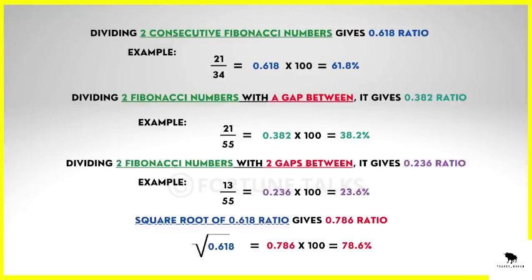And if you divide two Fibonacci numbers with a gap between them on the sequence, then you will get the second ratio, which is 0.382. An example would be when 21 is divided by 55, you will get 0.382 or 38.2%.